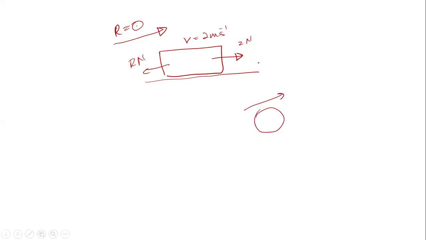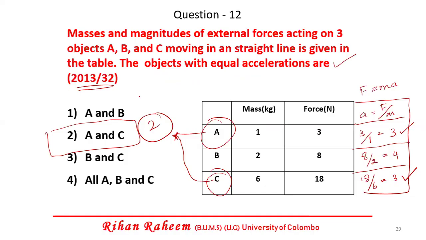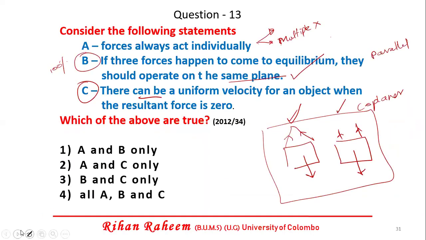You all know Newton's first law, no? An object will be at rest or will continue to be in motion unless an unbalanced external force is applied. Here, when balanced forces are applied, this can happen. So there is a possibility for this to happen. So therefore, C is correct. C can happen. Yes. It's not a must.